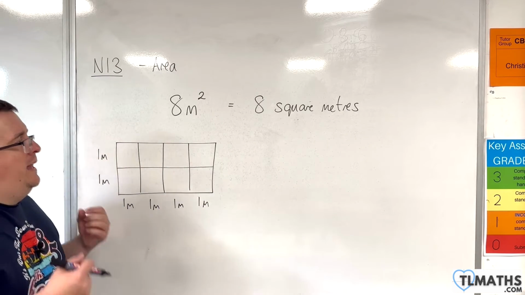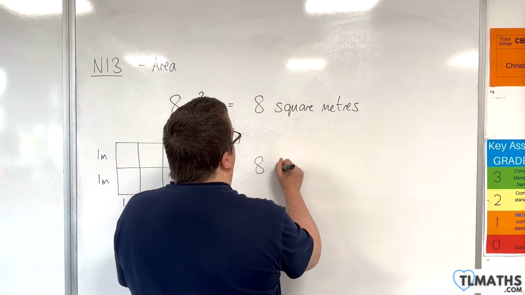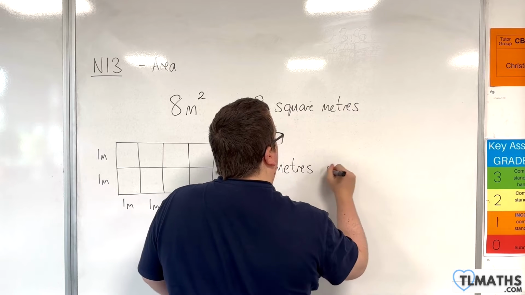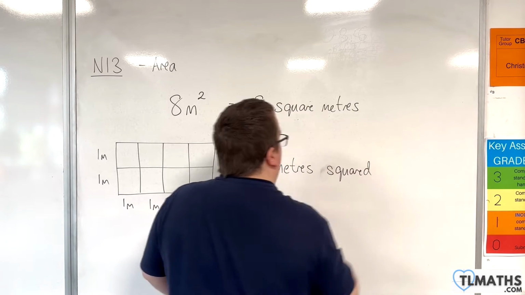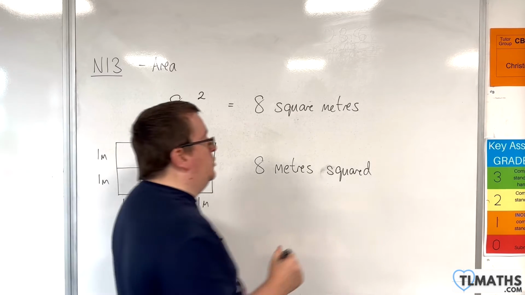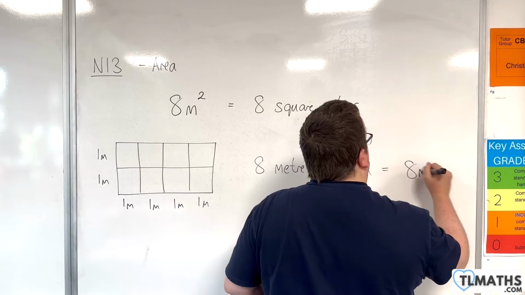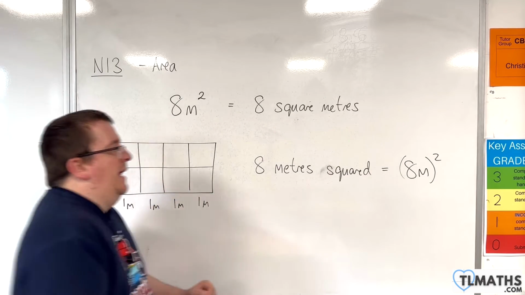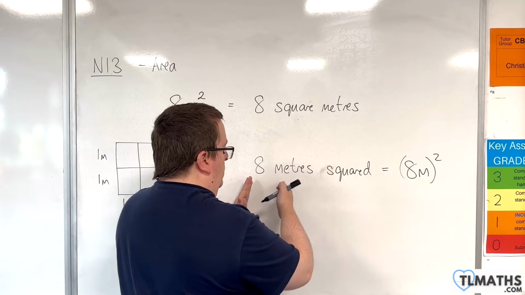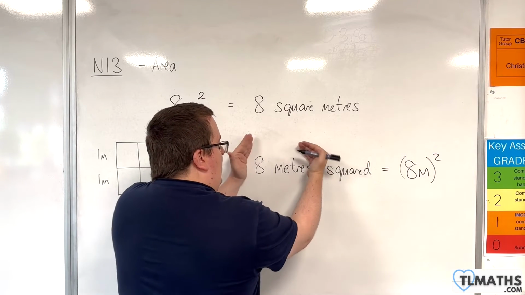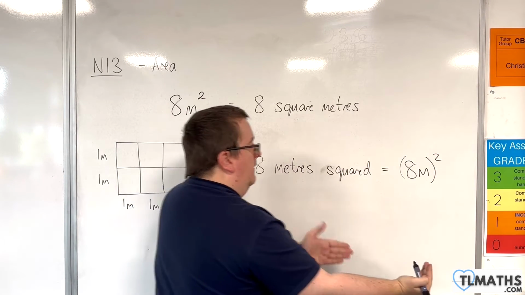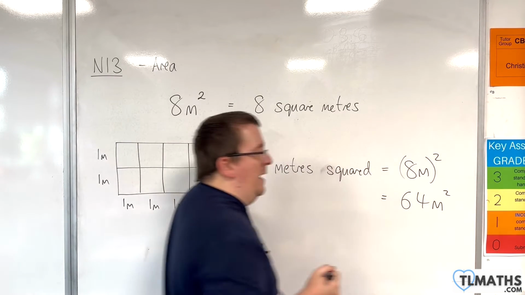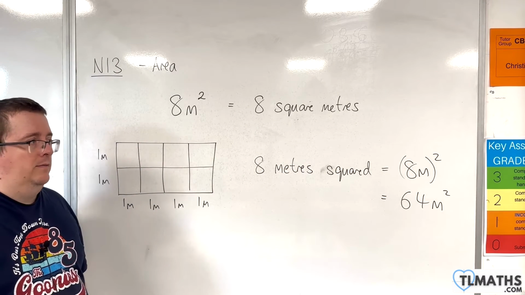But if you're looking at 8 meters squared, what we mean by that is actually this. It's actually saying it as 8 meters squared, right? So it's like 8 meters in a bracket and you're squaring it. And so actually that is 64 square meters, which is obviously a lot larger.